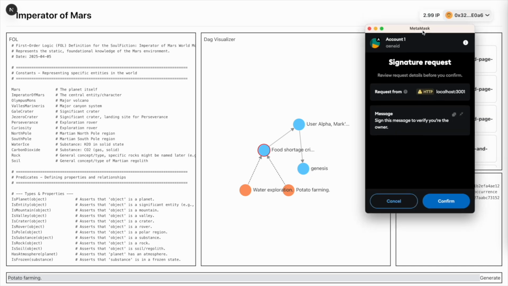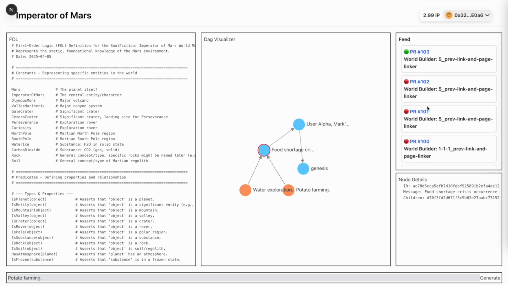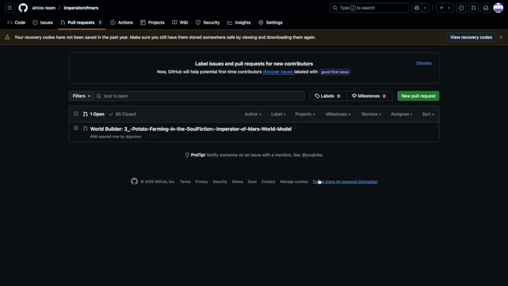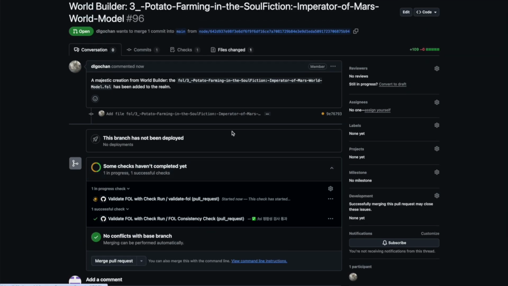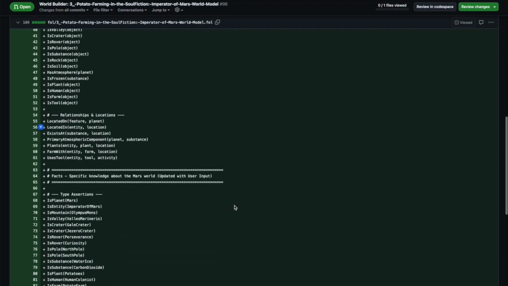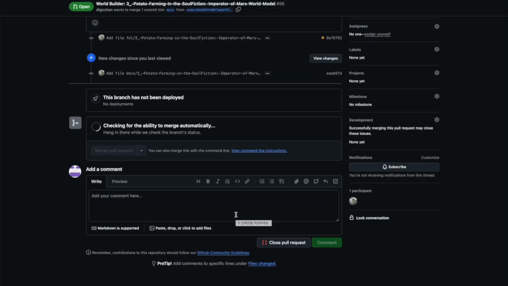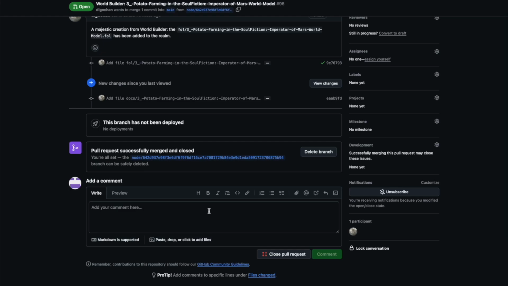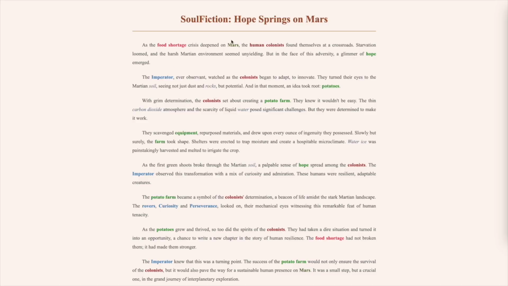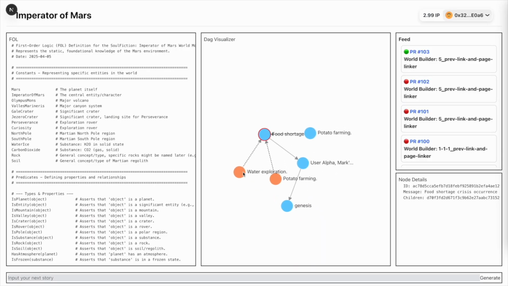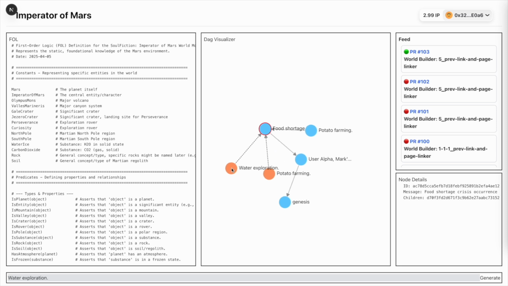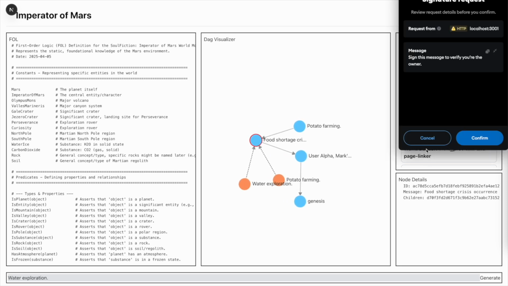Let's quickly see Path A. If Mark chooses potato farming, a contributor could use the builder, maybe even get AI suggestions, to flesh out this event. Committing this generates the necessary files, the FOL rules check passes, and maybe even a draft HTML output for this part of the story is created, ready for the next stage of validation. Okay, that was the farming route, but what if Mark took the gamble? What happens if we follow the water exploration path instead?